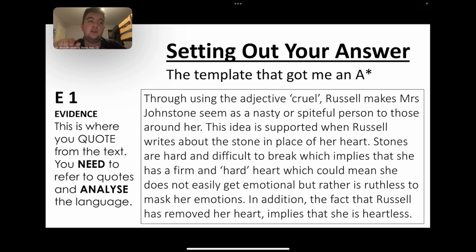And something that I didn't include in this, which we talked about in the annotations, was the fact that she hasn't got this maternal, this motherly instinct about her, because she's being described as cruel, which is the complete opposite of the word mother, which is used.